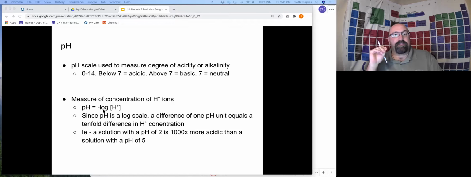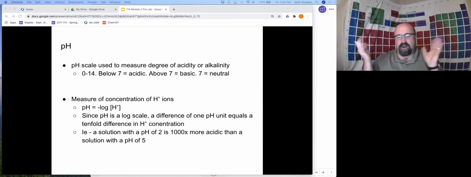What this means for pH is that a difference of 1 pH unit is actually equal to a 10-fold difference in hydrogen ion concentration. And so what that would mean is that if we have a solution that has a pH of 2, that solution is actually 1,000 times more acidic, 10 to the third, than a solution with a pH of 5. And so that's just something to really keep in mind whenever you're thinking about pH.